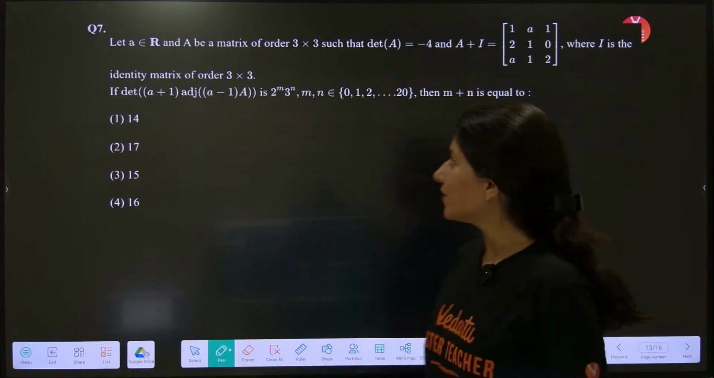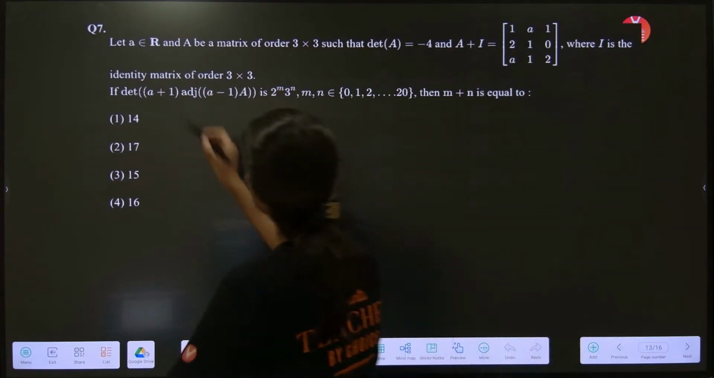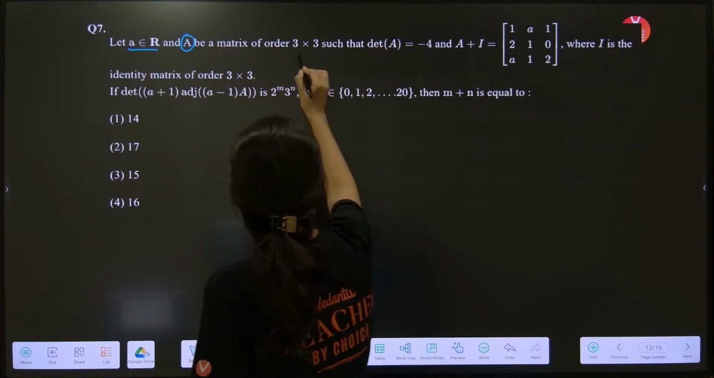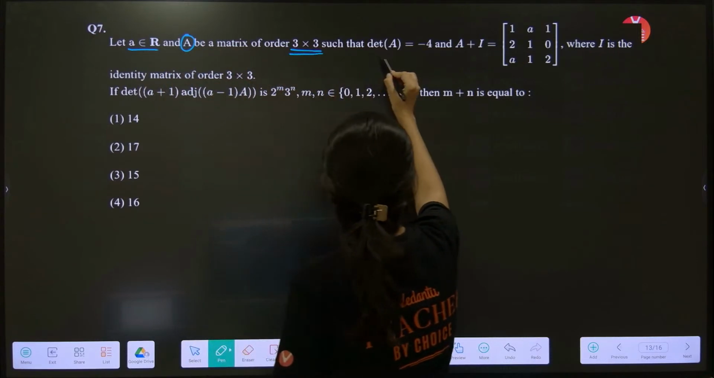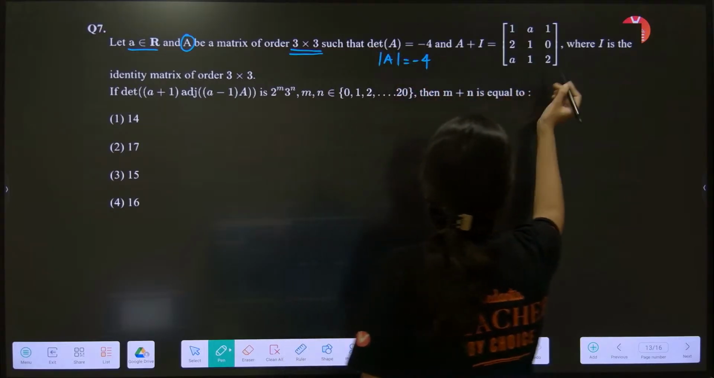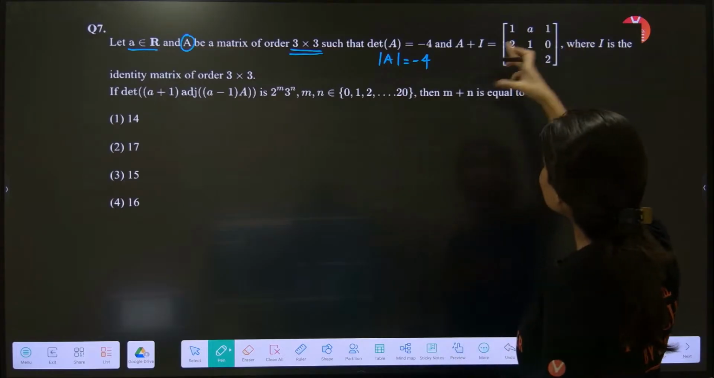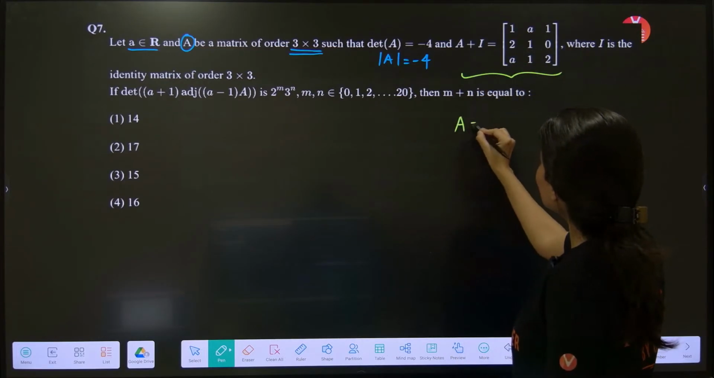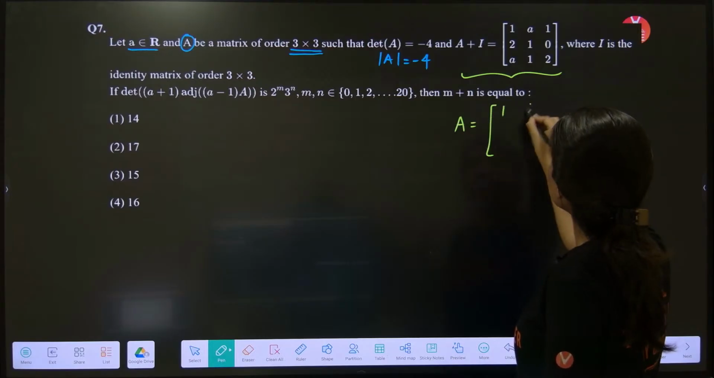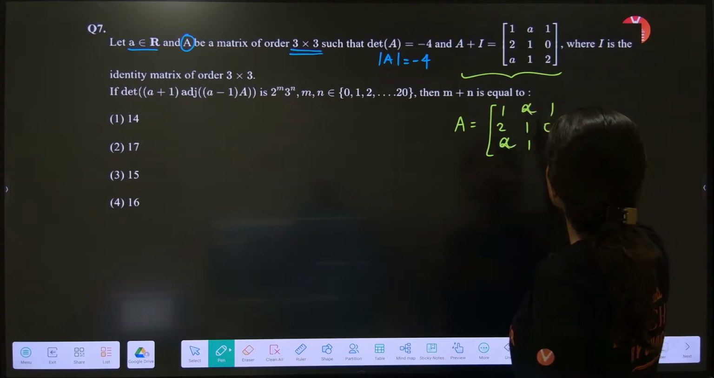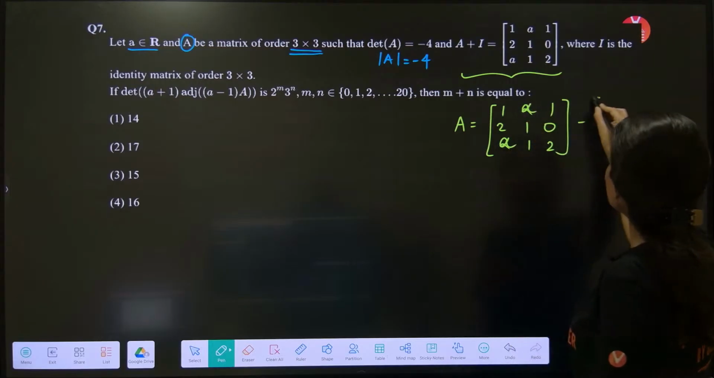Last 4 questions ready? A is a real number and A is a matrix of order 3 cross 3. Determinant A is given as -4 and A plus I is this. Now understand, A plus I. So from here, can I get the value of A? A is nothing but this matrix minus I.